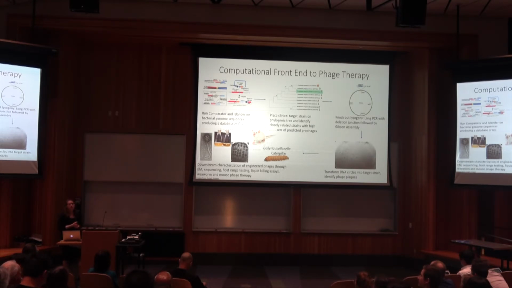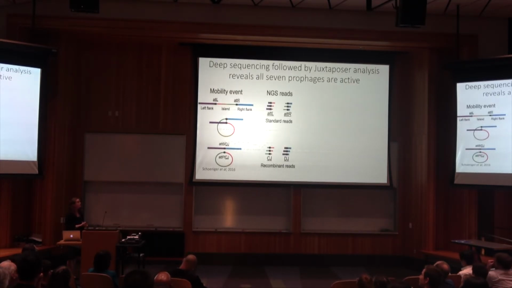So one of the things that we really need to understand is whether or not these phages we predict are actually active prophages, or are they cryptic prophages and they're just hiding in bacterial genomes. So to do all the work that I'm going to show now, we selected 2 Pseudomonas aeruginosa strains, which had 7 prophages in total. And the first thing we did was we treated the wild-type bacterial strains with mitomycin C and used another tool we developed, Juxtaposer, which looks at next-generation sequencing reads.